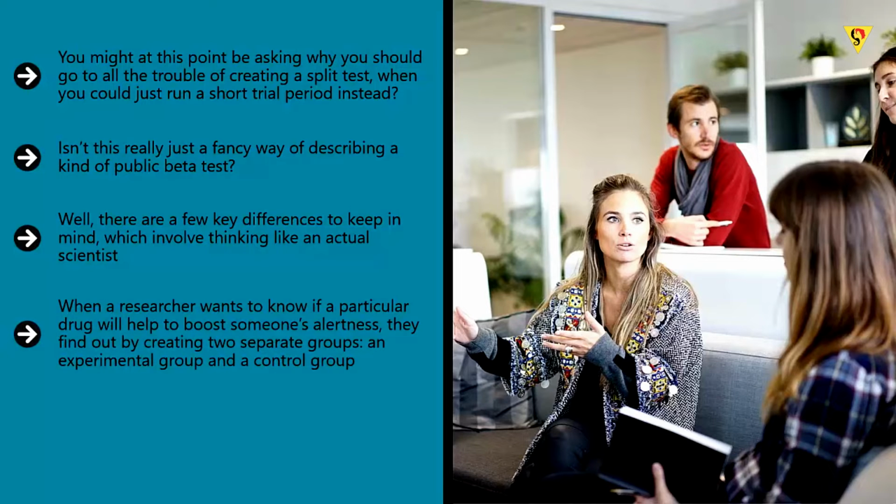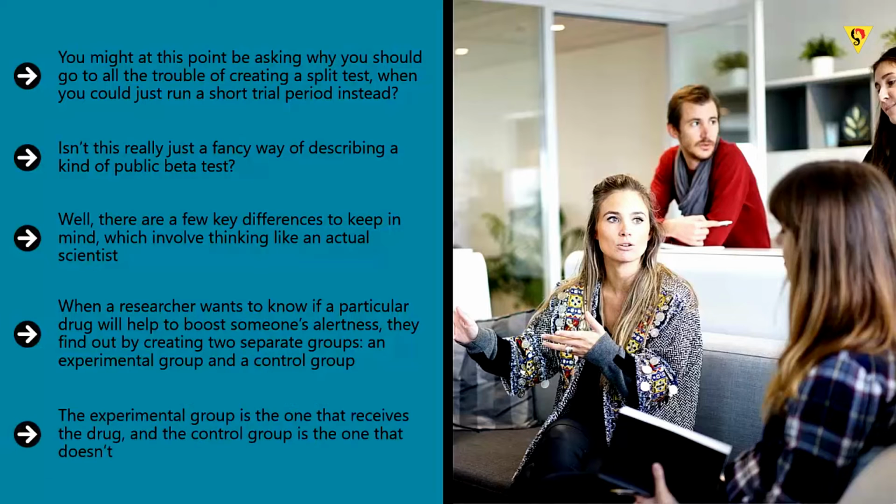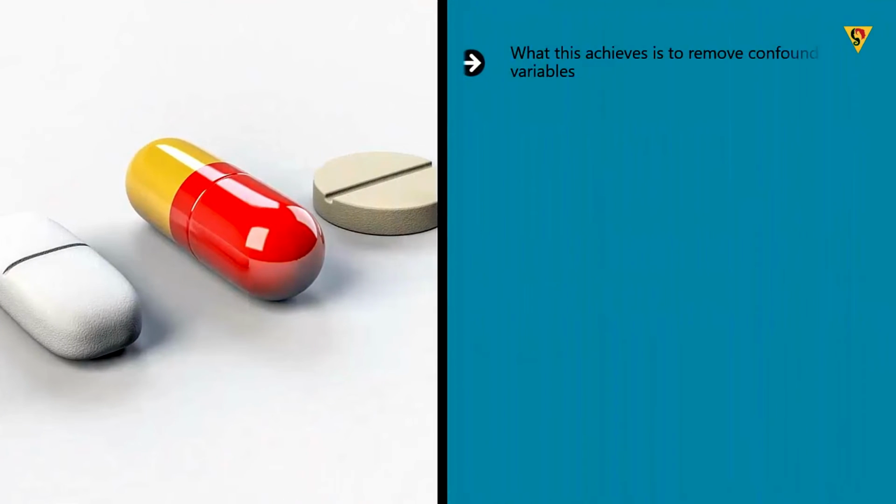When a researcher wants to know if a particular drug will help to boost someone's alertness, they find out by creating two separate groups, an experimental group and a control group. The experimental group is the one that receives the drug, and the control group is the one that doesn't. This then gives the researcher the opportunity to compare the stats from the two groups. What this achieves is to remove confounding variables.